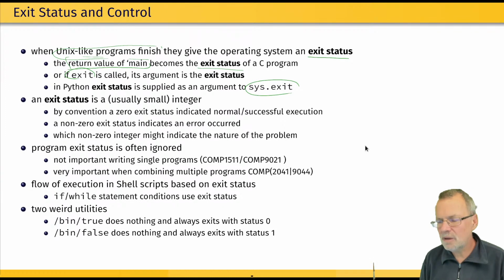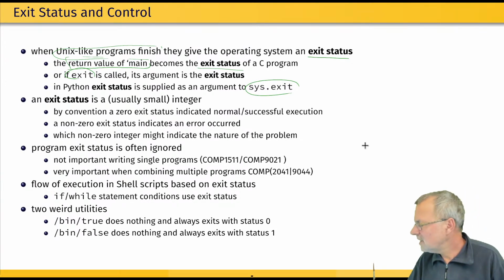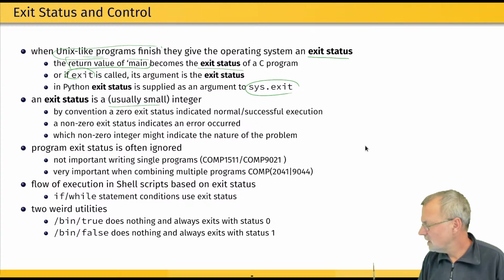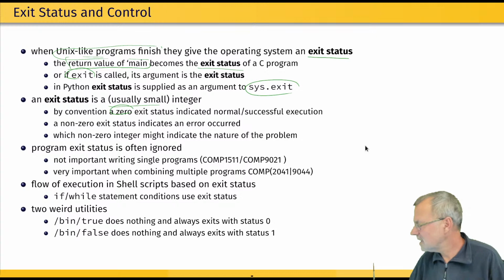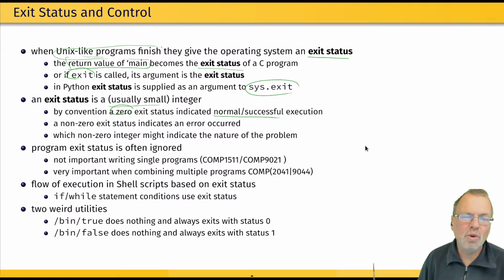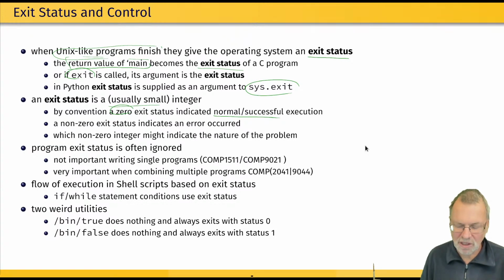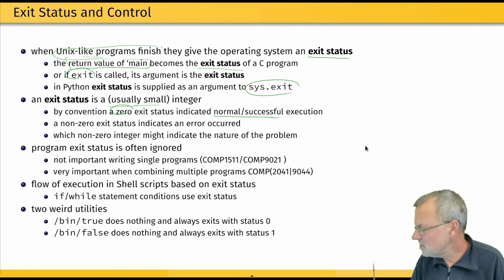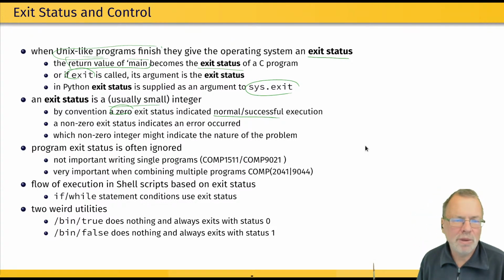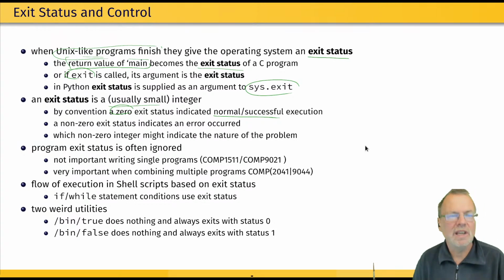So a Unix-like program has an exit status. It's usually a tiny integer. 0 is good. 0 is meant to mean things went okay, things went normally. I was asked to copy a file, I could do it. A non-zero exit status normally indicates a problem. I was asked to copy a file and the disk was full. I was asked to copy a file, but that file didn't exist. You'd get a non-zero exit status.